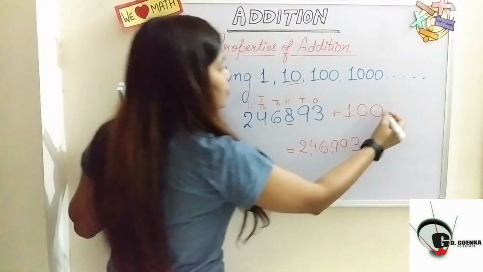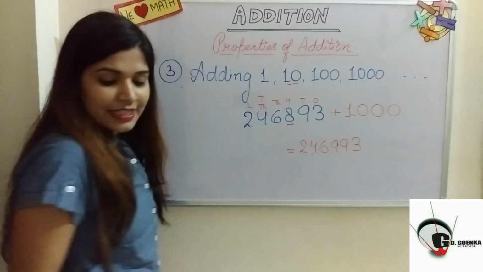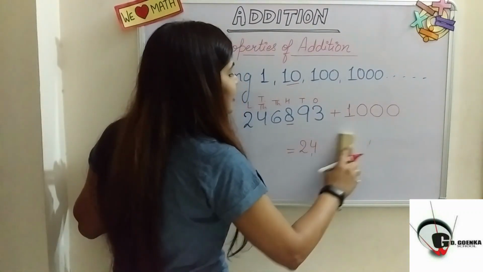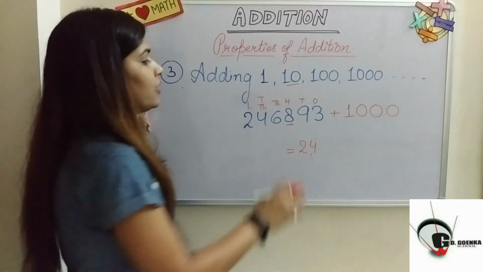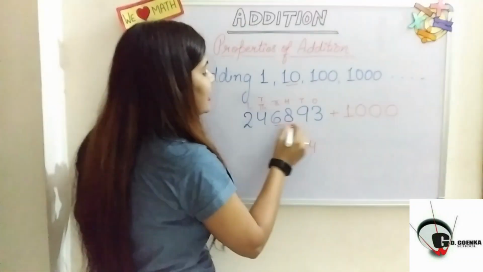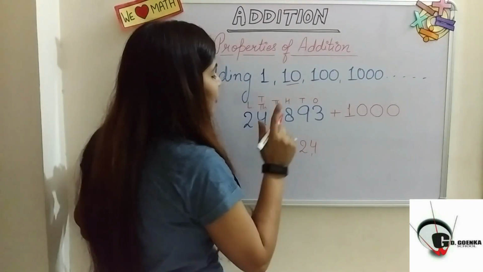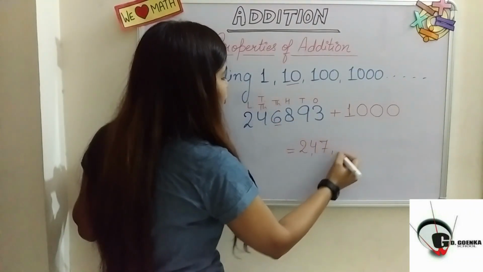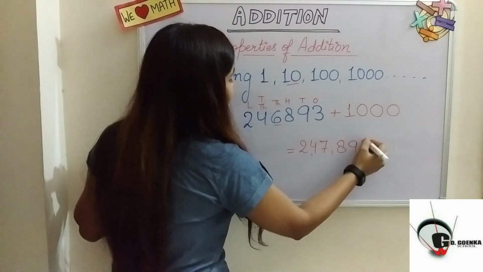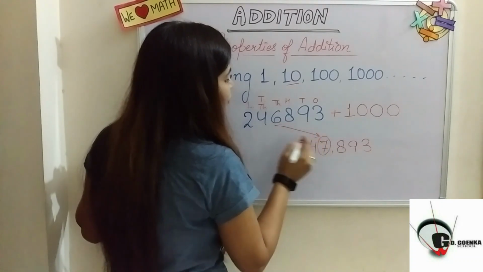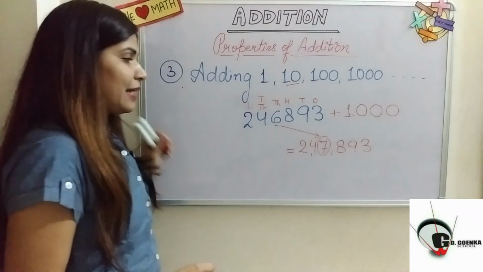Next, 1000. Yes, you are right. Now the digit which is at the 1000 place is going to increase by 1. So we have 6 at the 1000 place. So 6 is going to increase by 1. We will have 247893. Only this digit is going to change, the rest of the digits will be the same.